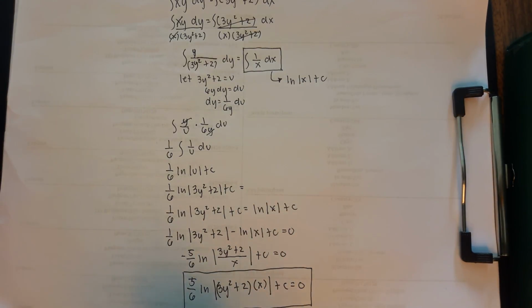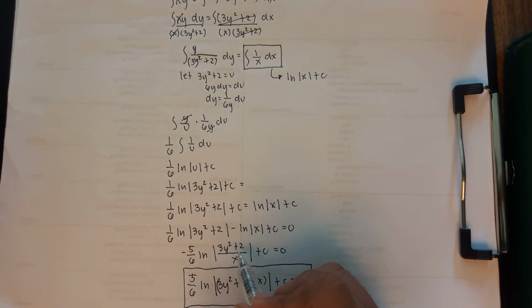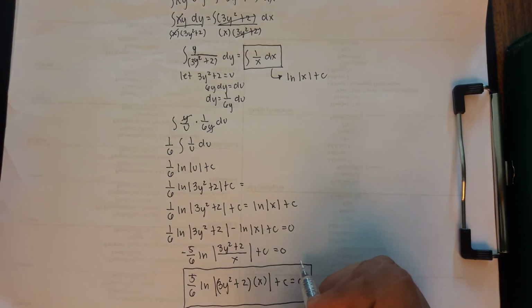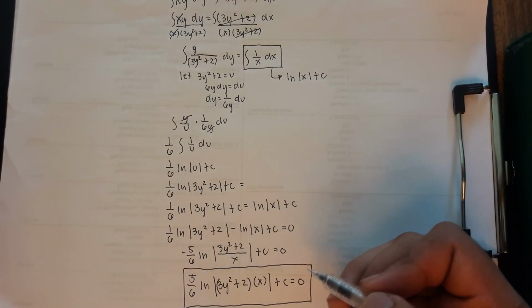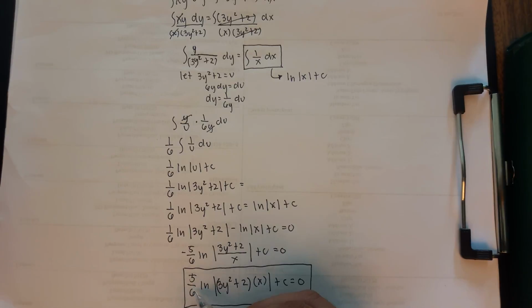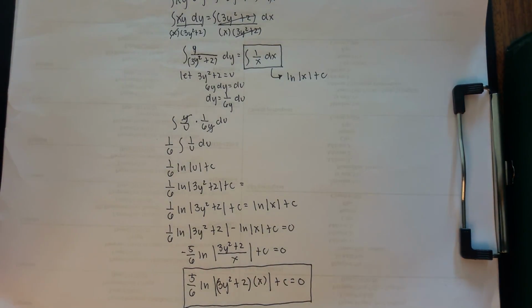By applying the laws of logarithm, we will have negative 5 over 6 times the natural logarithm of the absolute value of 3y squared plus 2 over x plus c is equal to 0. By simplifying it or making it positive, we will have 5 over 6 times the natural logarithm of the quantity of 3y squared plus 2 times x plus c is equal to 0.